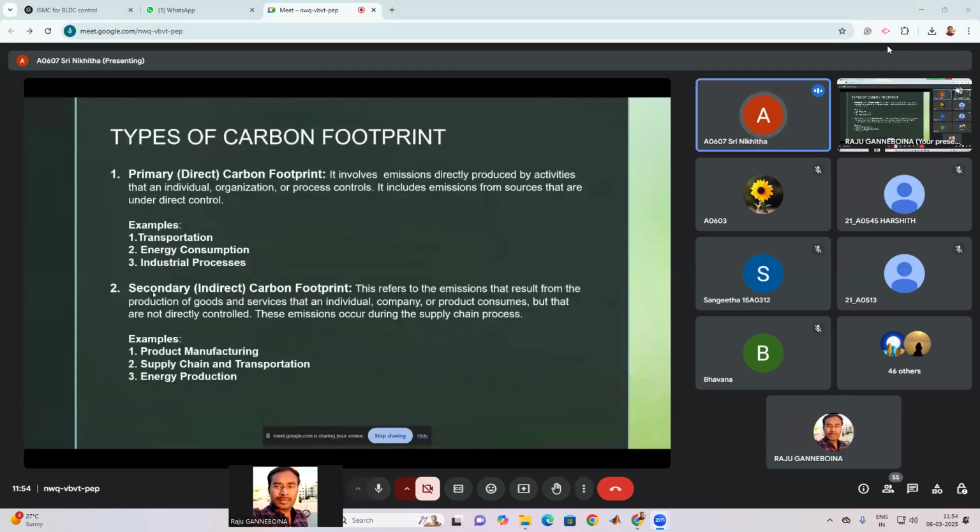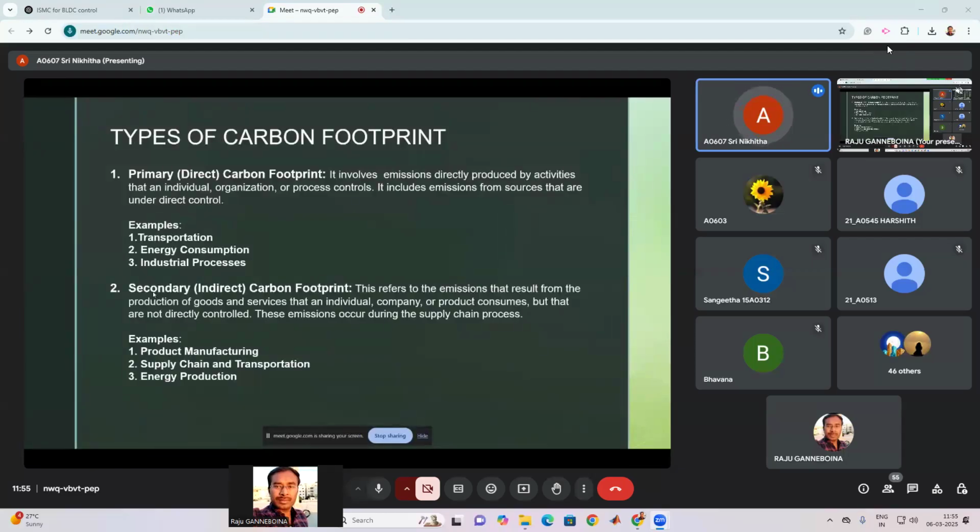Next, there are two types of carbon footprint: primary carbon footprint and secondary carbon footprint. The first one is a direct carbon footprint. It involves emissions which are directly produced by activities of an individual or an organization, like driving a gasoline powered car, heating your home with natural gas, or using a gas stove. Examples of primary carbon footprint include transportation, energy consumption, and industrial processes.